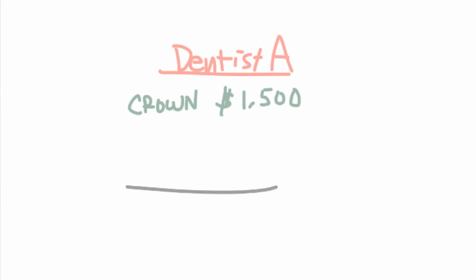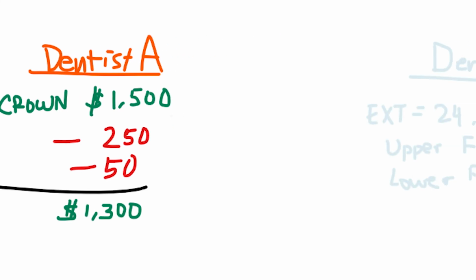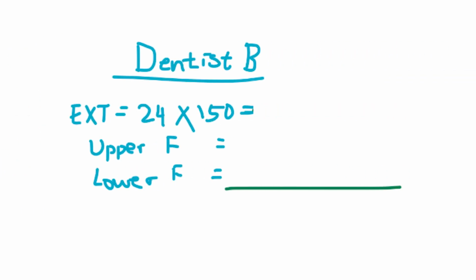On the left, you have a crown that reimburses for $1,500, but you have to subtract $250 for the crown and $50 for the material. And you are left with $1,300 in profit. Cool, not bad. On the right side, we have 24 teeth, and we'll call it simple extractions for $150 per tooth. That's 24 teeth times $150, which equals to $3,600.